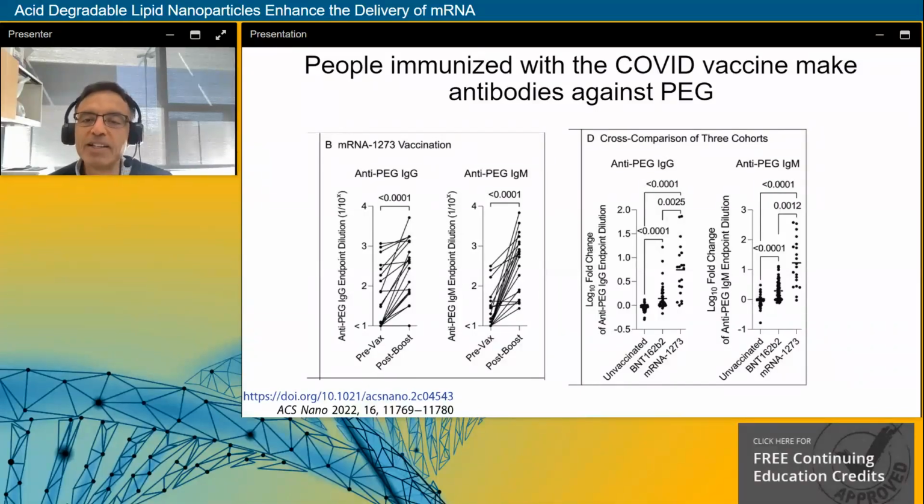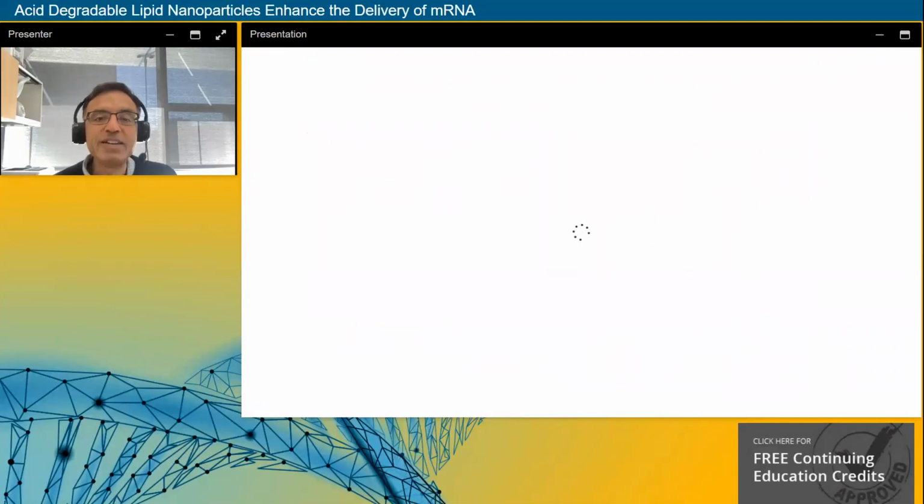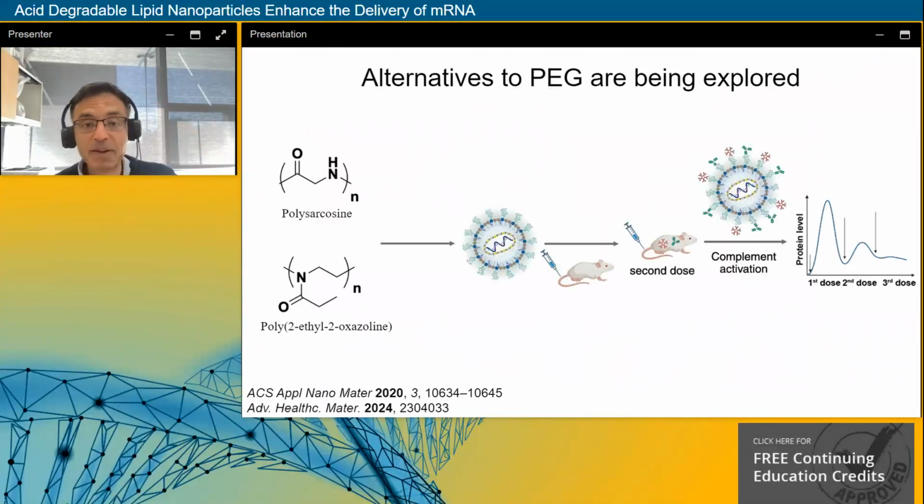And the take-home message from this is that if you've been vaccinated with the COVID vaccine, you have PEG antibodies. Your PEG antibodies are about 10 to 15 times higher than what they were in unvaccinated people. And this is 6 months after the second dose. And most interestingly, the amount of PEG antibody increases with every dose. So this, we think, is going to be a very big problem in the future because it could cause devastating consequences for people who receive intravenous injection of LNPs. Most future LNP therapies are going to be IV injected. So there's a great need for developing alternatives to the PEG.